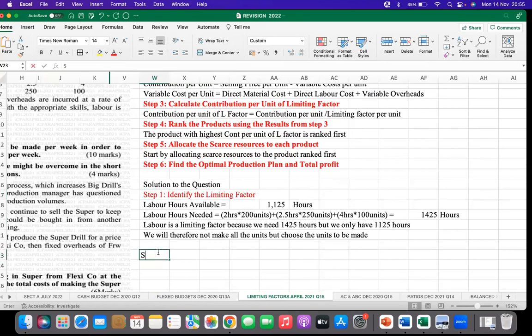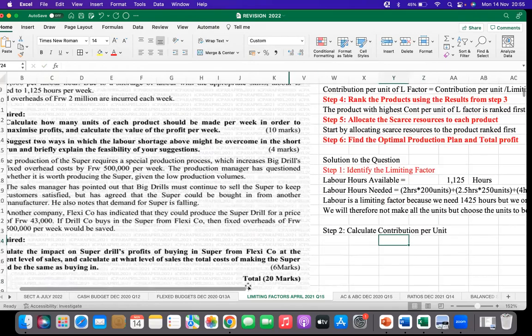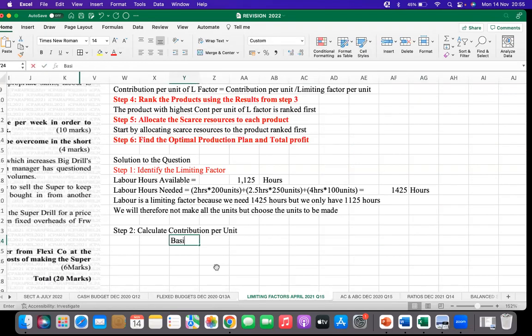Now, step two, where I want to stop, is to calculate contribution per unit. Now, we have which products? Basic, standard, and super. We have a product called basic, a product called standard, and a product called super. So what we will do, we will look at what is the selling price per unit.